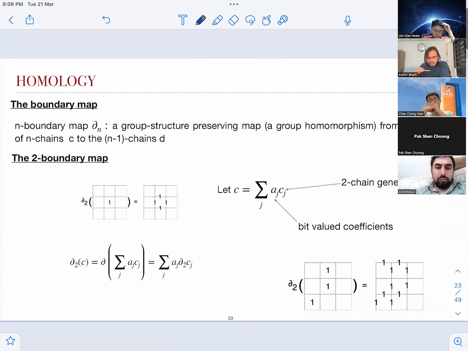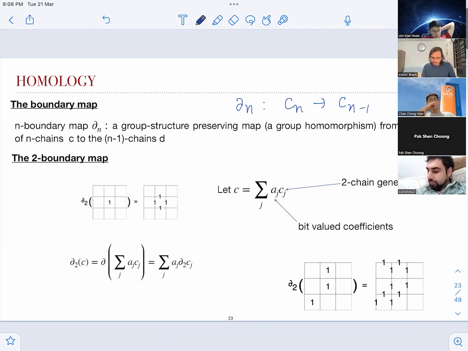So next we come up with this nice object called the boundary operator. And the boundary operator, as the name suggests, gives you the boundary. So it basically acts on an n chain and gives you an n minus 1 chain. So it's a mapping from Cn to Cn minus 1.